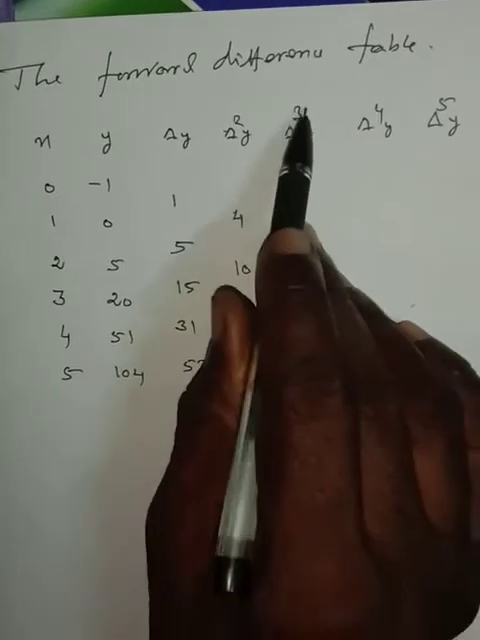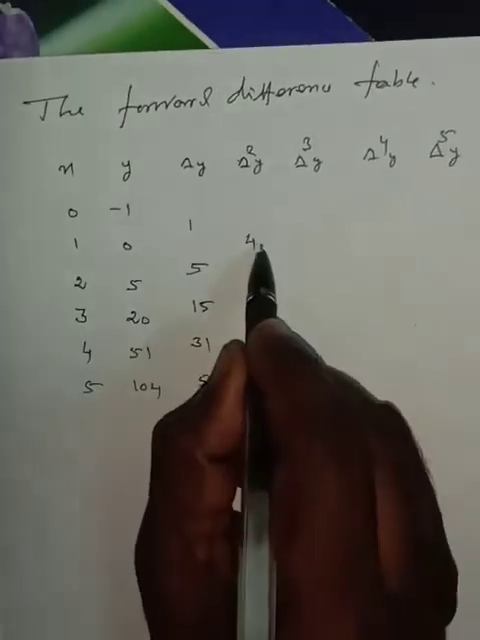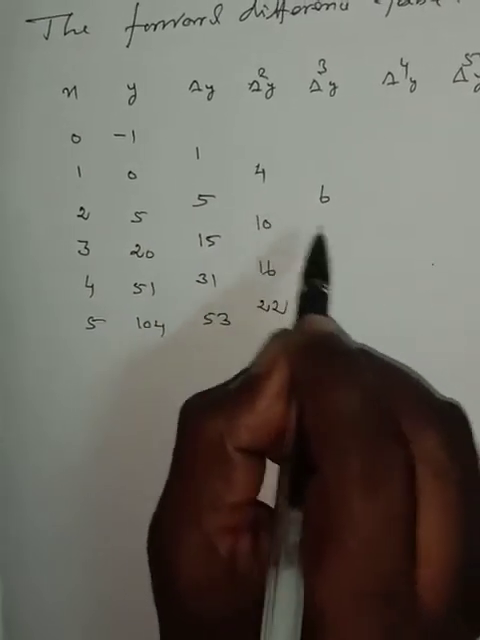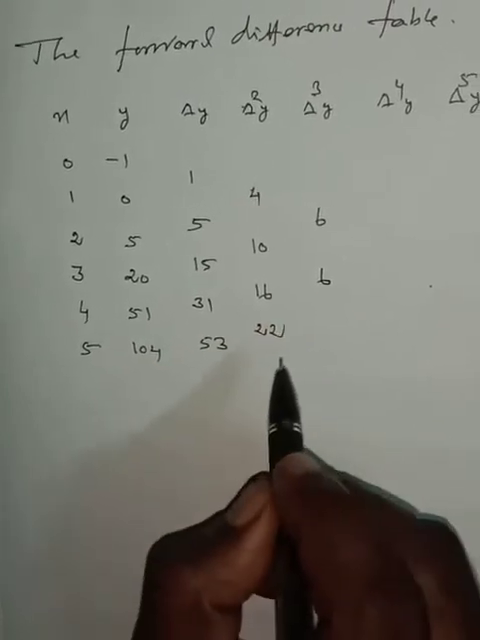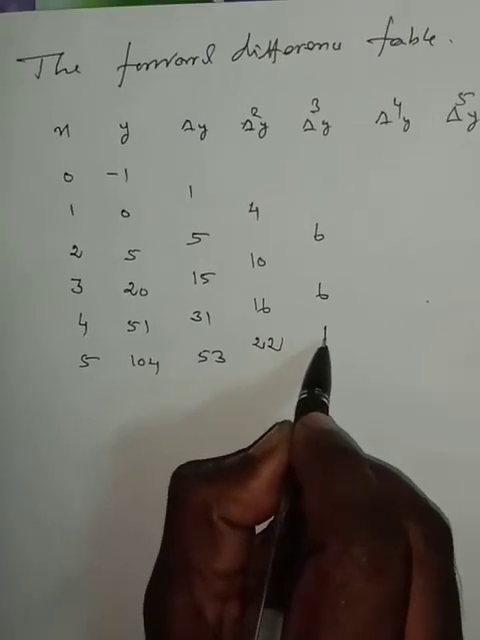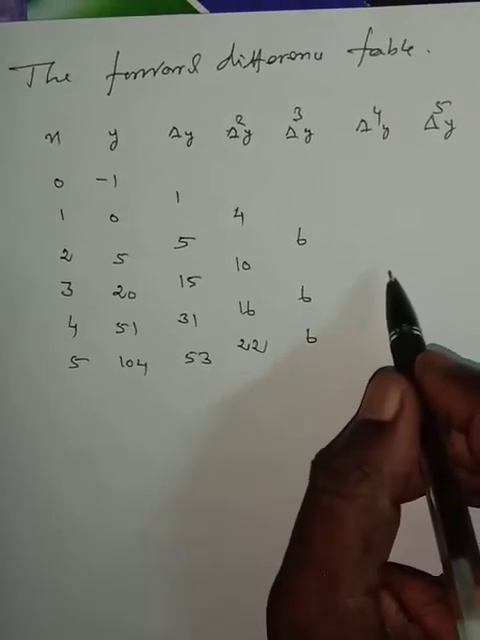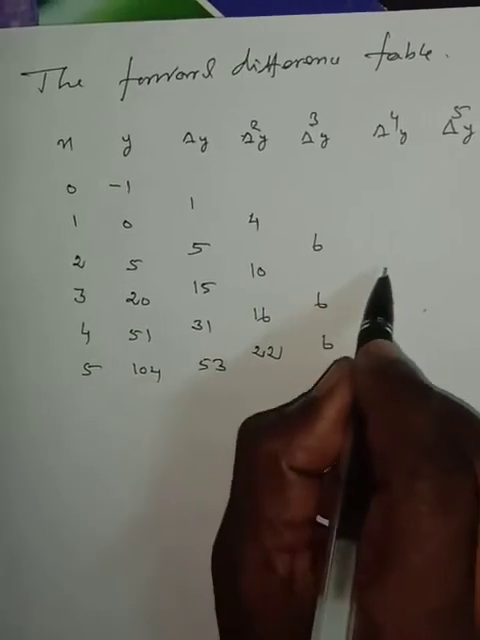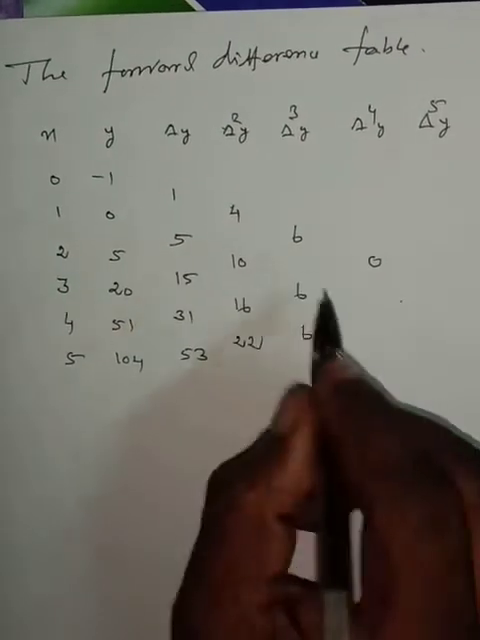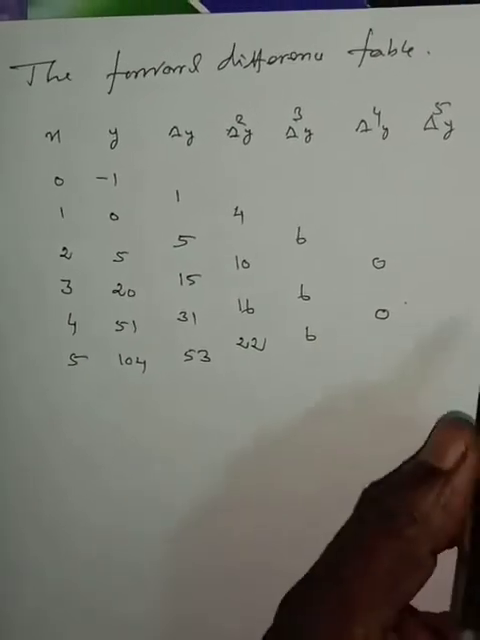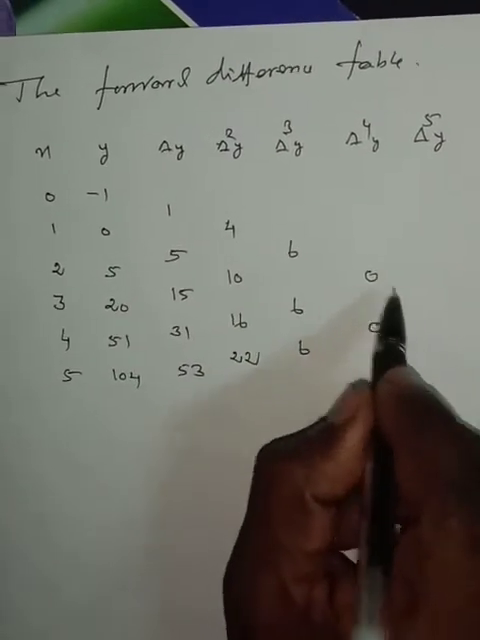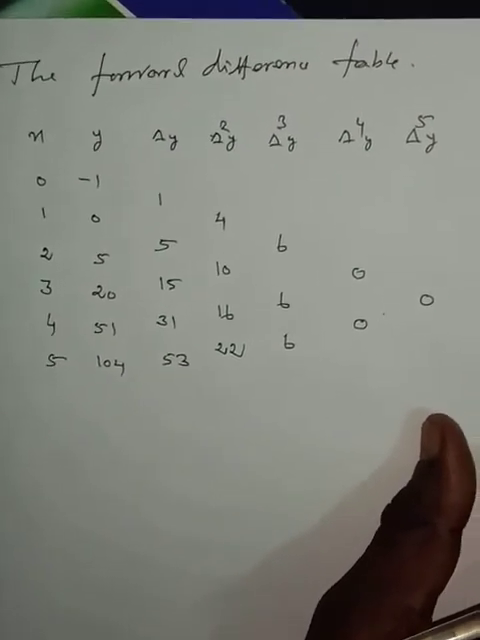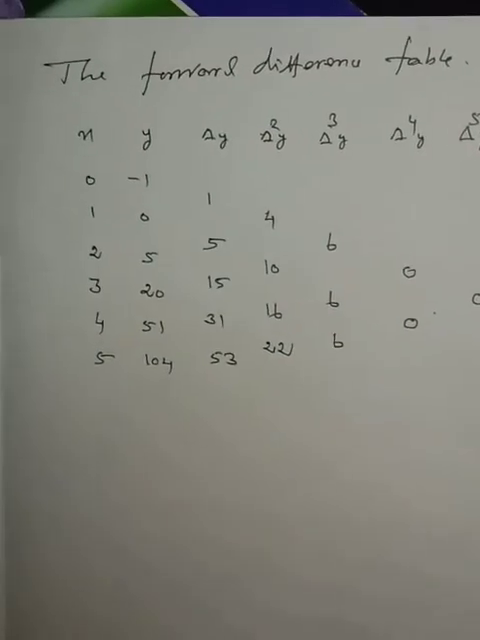Next, delta power 3 of y. 10 minus 4 is 6. 16 minus 10 is also 6. 22 minus 16 is 6. Now delta power 4 of y. 6 minus 6 is 0. Again 6 minus 6 is 0. Delta power 5 of y is 0 minus 0 is 0. This is the forward difference table. Next, question number 3.